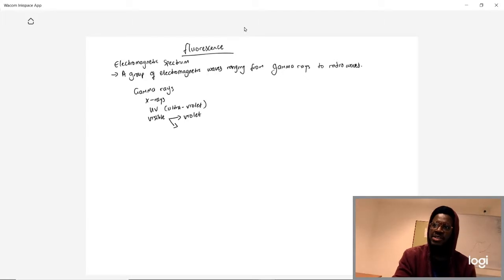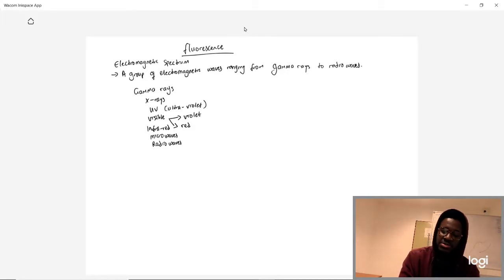And the one with the lowest energy is red. Red, exactly. So then below red in the visible light is which? Infrared. Infrared, exactly. So infrared is below red. Then below infrared is microwaves, and then radio waves. Perfect. Exactly. So this is in decreasing energy.